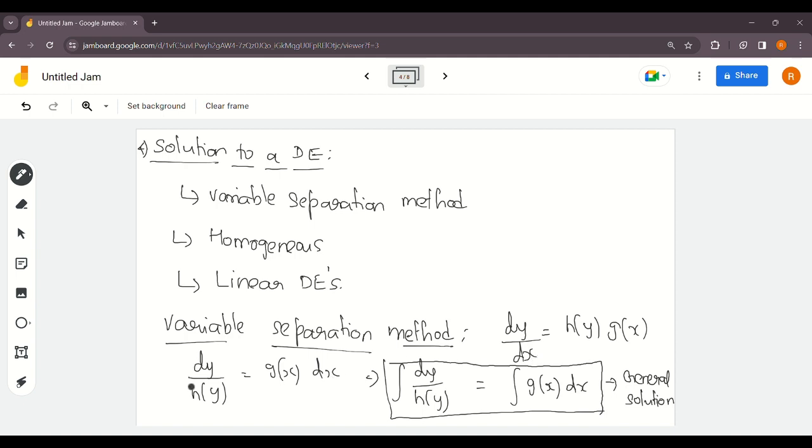So now if we integrate this, integral dy divided by h of y equal to integral g of x into dx. Now if we integrate this, we get the final answer. So this is nothing but variable separation method. It is a very simple topic.